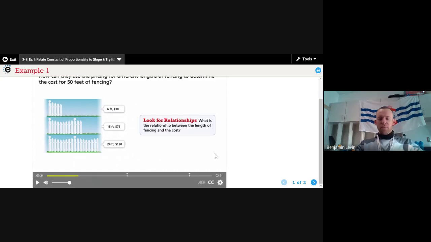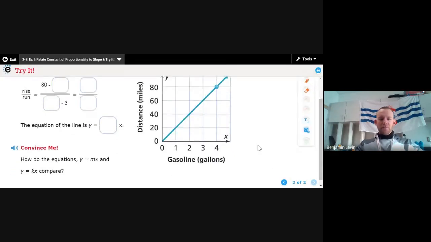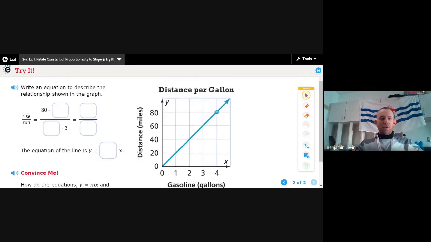We did this one, didn't we? I remember this one from Thursday. I forgot my piece of paper where I wrote down everything where we left off. I'm going to skip through this because we've already done this. We did this one too. Write an equation to describe the relationship shown in the graph. Well, they drove 80 miles and used 4 gallons, right? So your rise is 80 and your run is 4. 80 over 4 is what you're going to get right here.